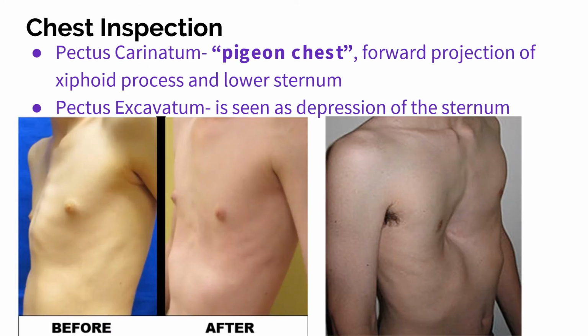The other things that you can see are whether or not they have pectus carinatum, which is referred to as a pigeon chest, kind of a forward projection of the xiphoid process in the lower sternum, which is on the left side. So he has it fairly pronounced there on that very left side, and it looks like he might have had a procedure done. They can actually do a surgery for that and reduce that, and sometimes have to put staples or a plate or something in there.